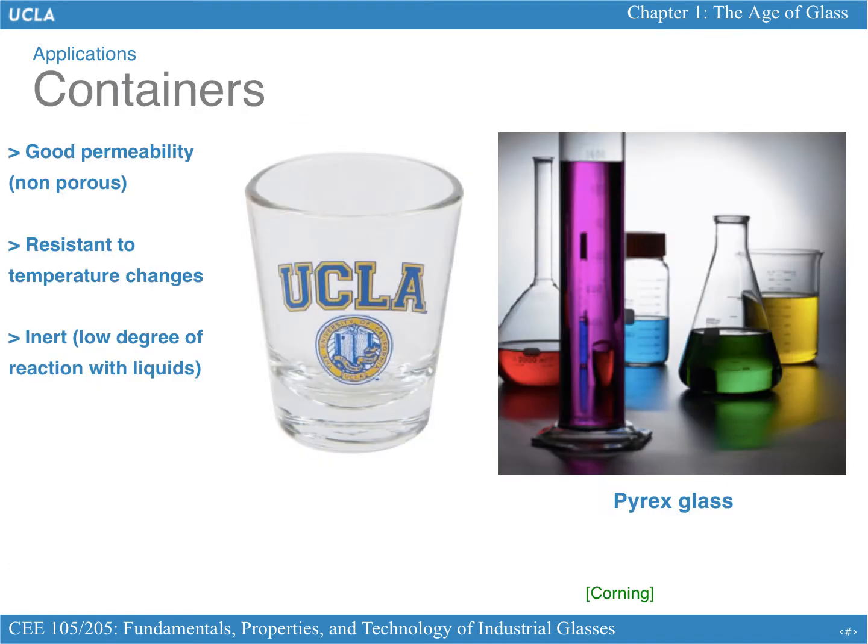The second key importance of glass, and to some extent one of the very first applications of glass, is that it is used as a container. It is used to contain liquids or to isolate food from the rest of the environment. The key characteristic that makes it a good material for a container, like a regular glass that you would drink from, is that first it has good impermeability. It's non-porous, so if you hold liquid inside the glass, the liquid is not going to go through the glass and leak out.